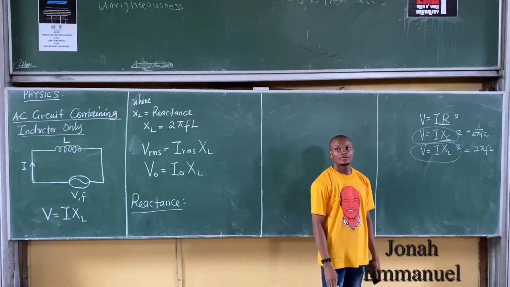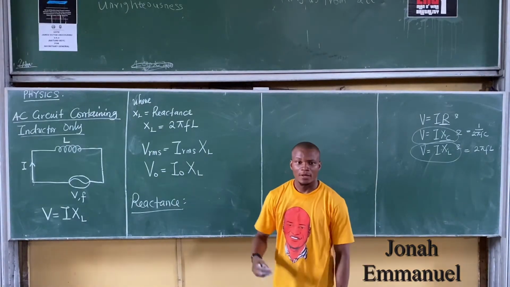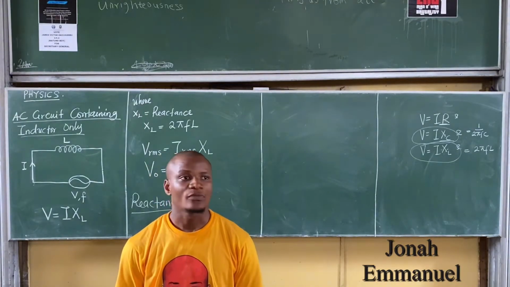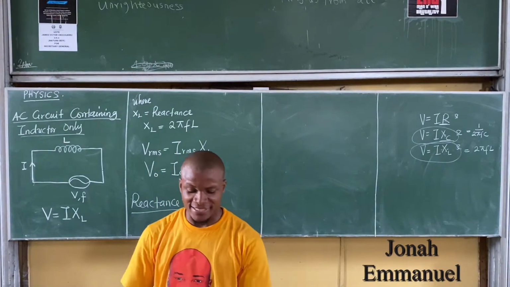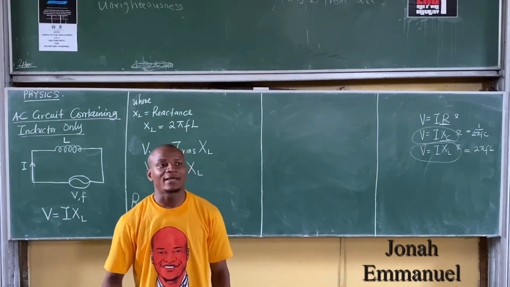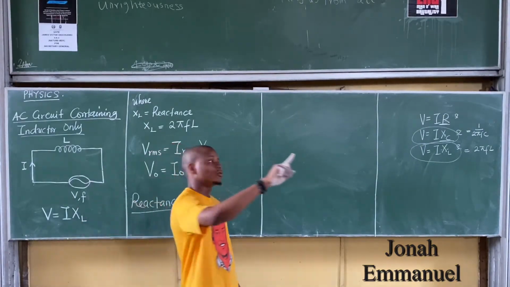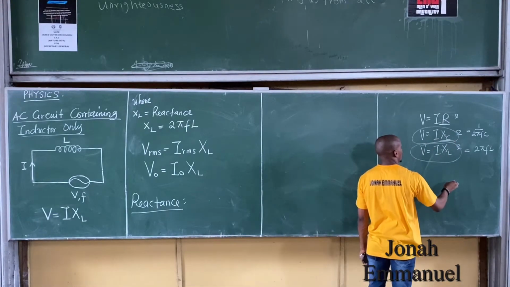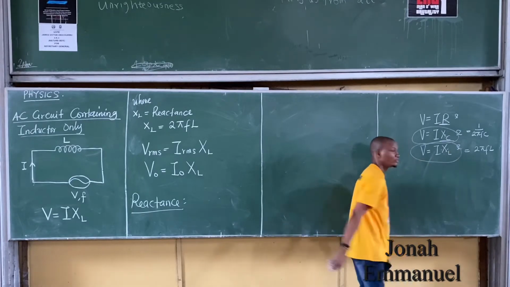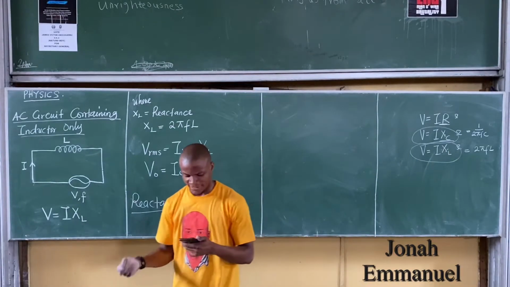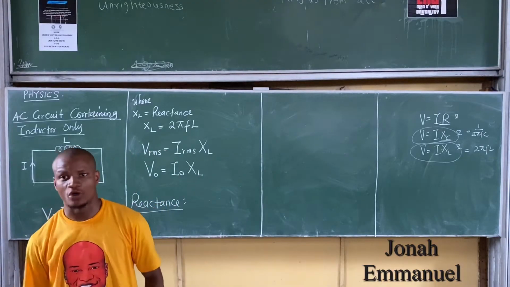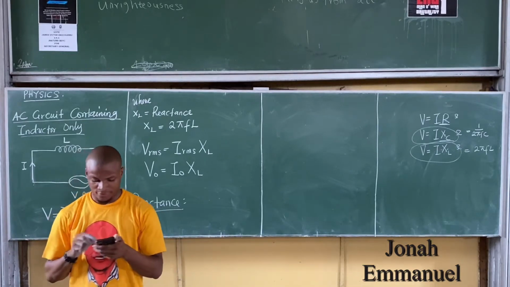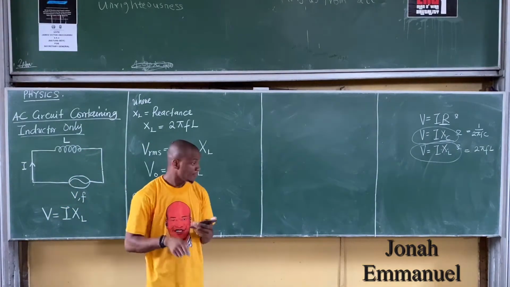That's the definition, let's take it down. A reactance is the resistance offered by an AC circuit when it contains a capacitor or an inductor, or both. Alright, think that way.